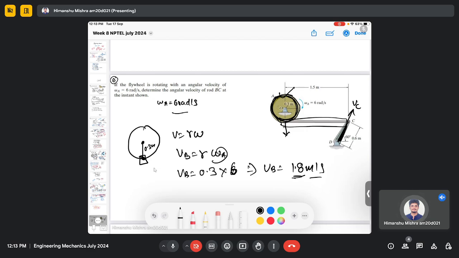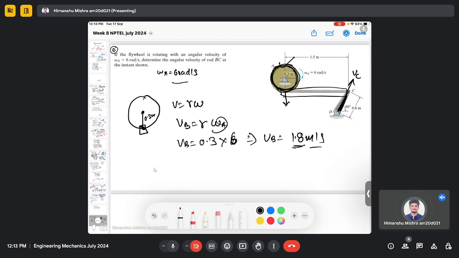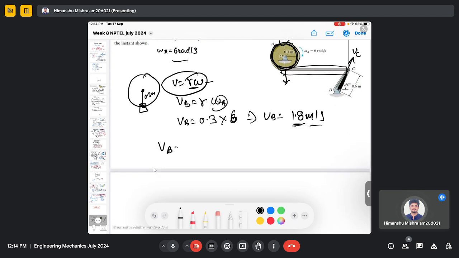In order to get the sign, whether it is plus or minus, you need to consider this as a vector quantity. Here I have written the expression R omega in terms of magnitude. If you write this expression for VB in terms of a vector, it will come out to be omega A cross R, right?